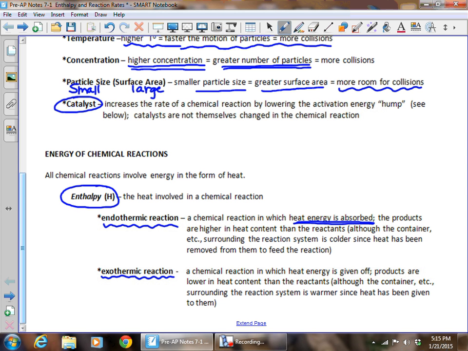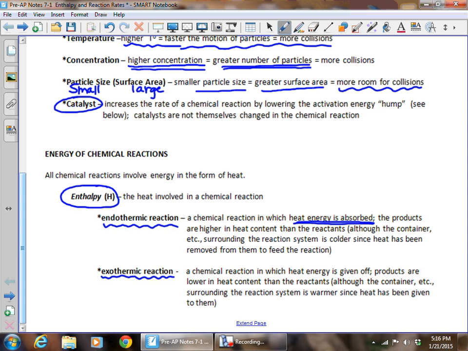So if you absorb energy, that means your products are going to be higher in heat content than your reactants. Now, the container itself is going to feel colder because where did those reactants and that reaction system get its heat from? It absorbed it from the container and the surroundings. So it's just like sucking the heat out of it, so that container is going to feel cold.